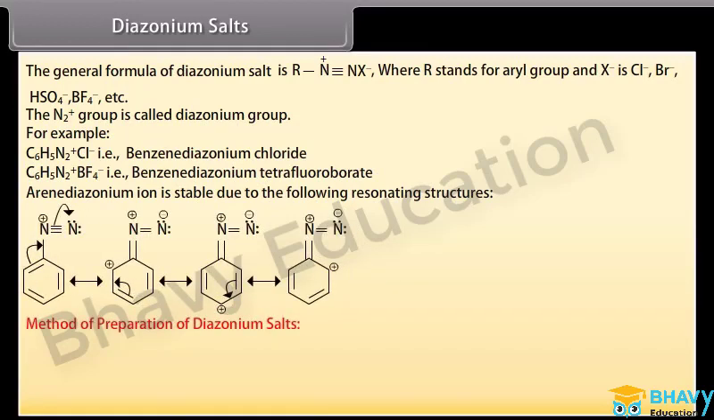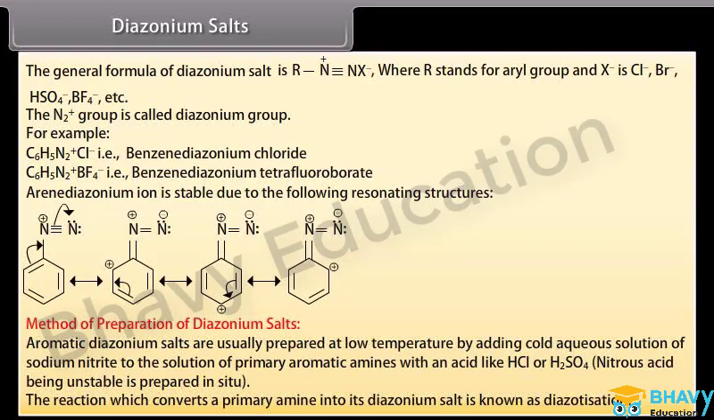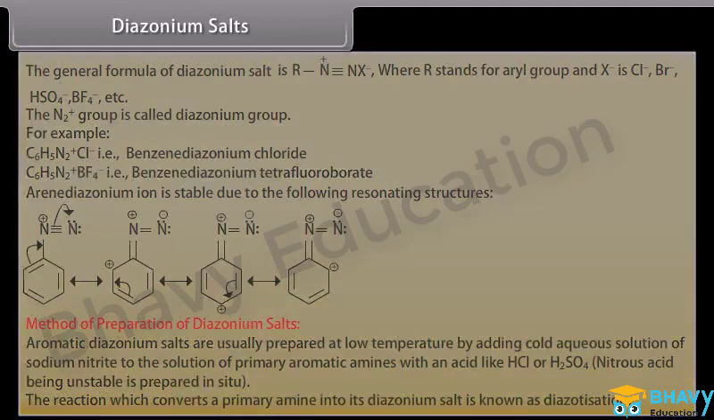Method of preparation of diazonium salts. Aromatic diazonium salts are usually prepared at low temperature by adding cold aqueous solution of sodium nitrite to the solution of primary aromatic amines with an acid like hydrochloric acid or sulfuric acid, because nitrous acid, being unstable, is prepared in situ. The reaction which converts a primary amine into its diazonium salt is known as diazotization.